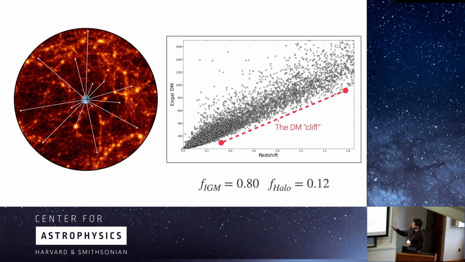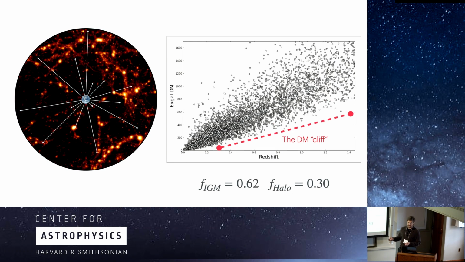If I change the gas parameters, if I go from 80% of the universe's baryons in the IGM to, say, 60, something that resembles the sort of dark matter distribution, where roughly half of the dark matter resides in virialized halos, then I'm going to have a much puffier distribution. I still have a DM cliff, but it's lower. And so the claim is that with a population of localized FRBs, where you have these DM redshift measurements, you can actually distinguish between these scenarios fairly easily.